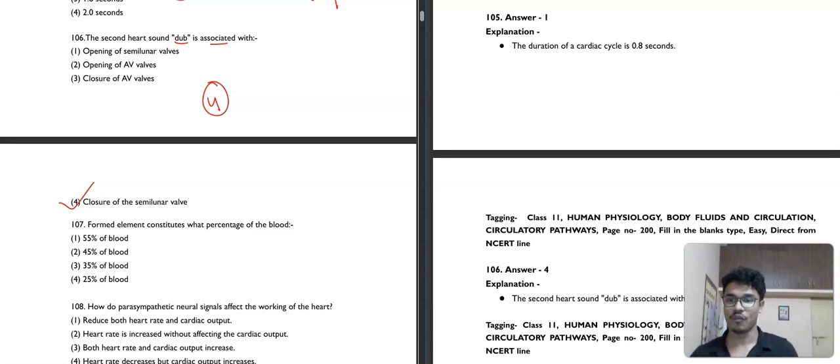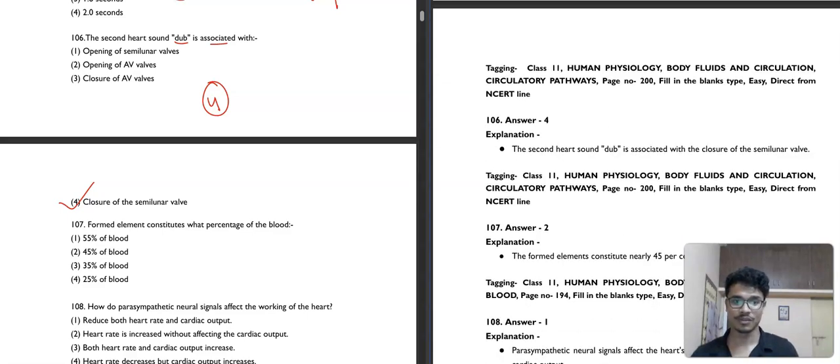Then formed element constitute what percentage of blood? You know that formed element constitute only 45% of the blood. Second option is our correct answer.